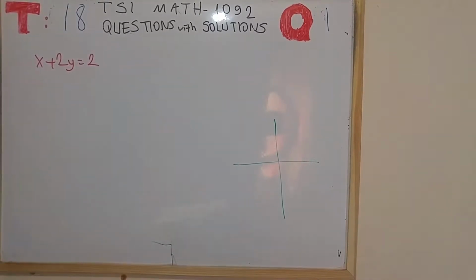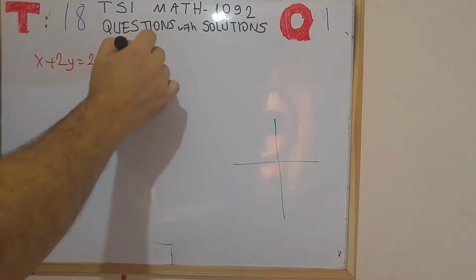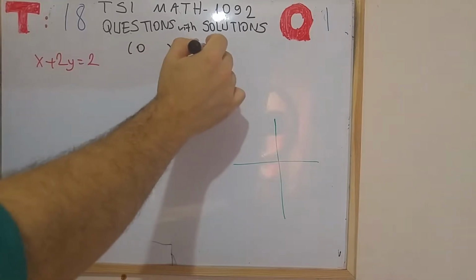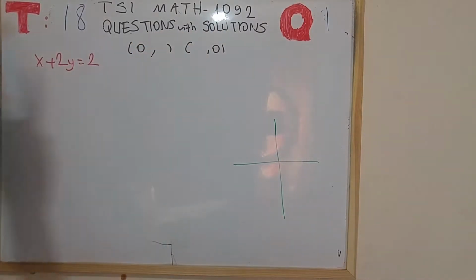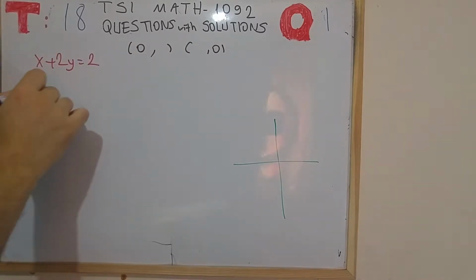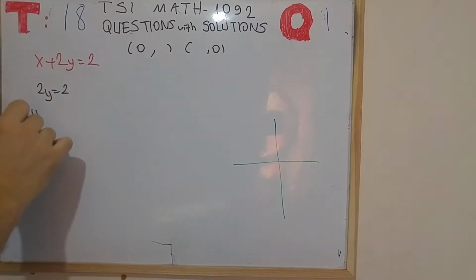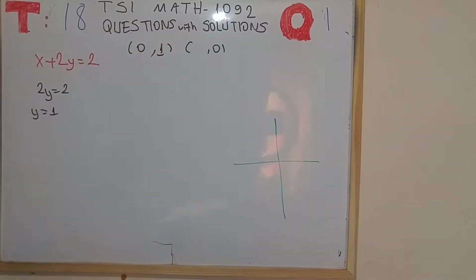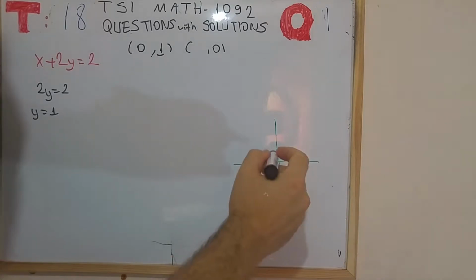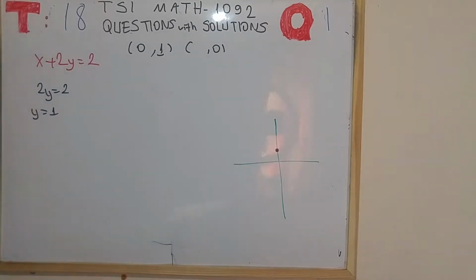Let's find out where the axes are cut. Therefore, let's put 0 for x first. That is 0 plus 2y is equal to 2. So y is equal to 1. It means that the y-axis is cut at 0, 1 at this point.